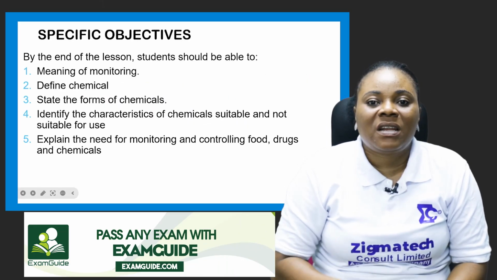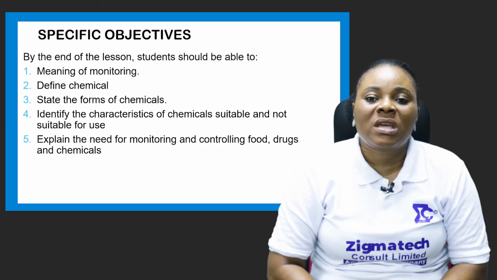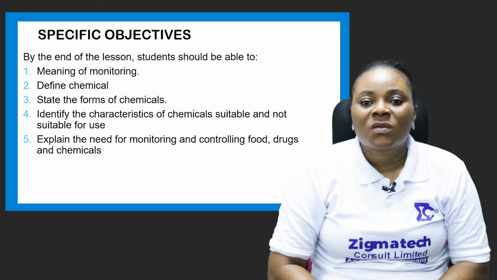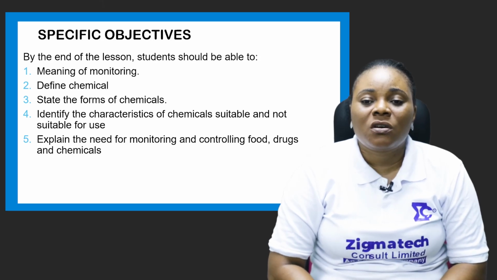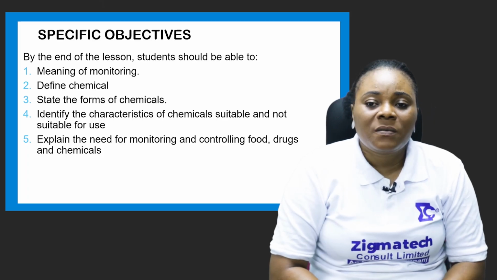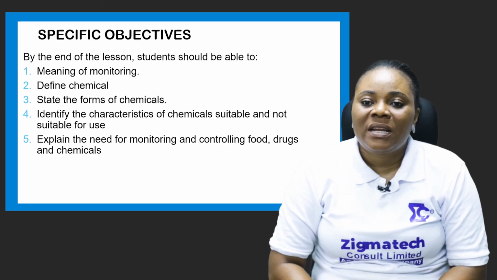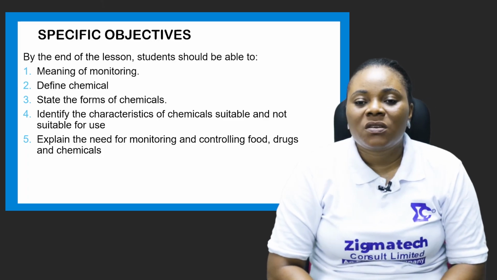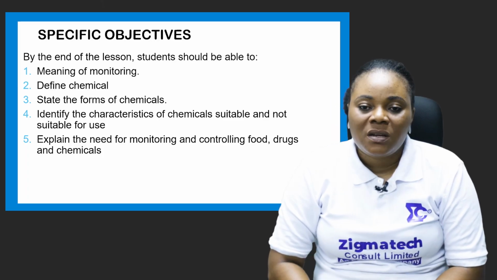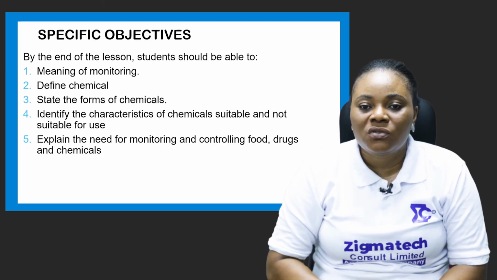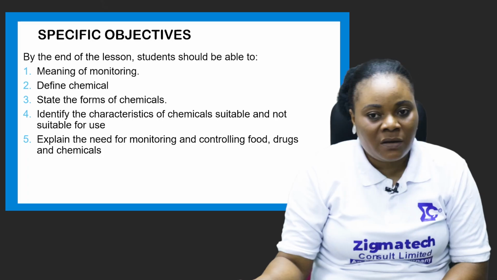By the end of the lesson, you should be able to give the meaning of monitoring. We'll look at the definition of chemical. You should be able to define chemical, state the forms of chemicals, then we'll identify the characteristics of chemicals suitable and not suitable for use. Then we'll explain the need for the monitoring and controlling of food, drugs, and chemicals.